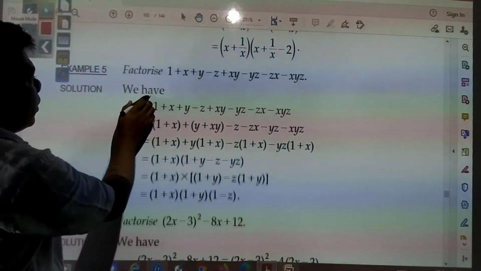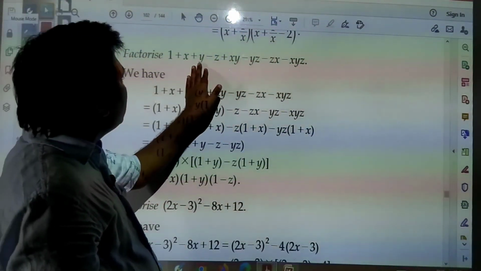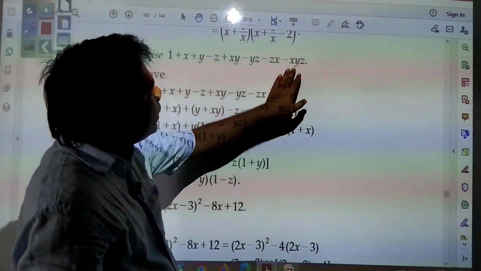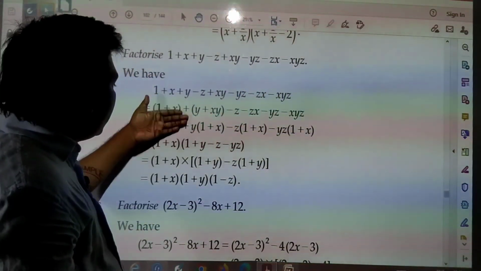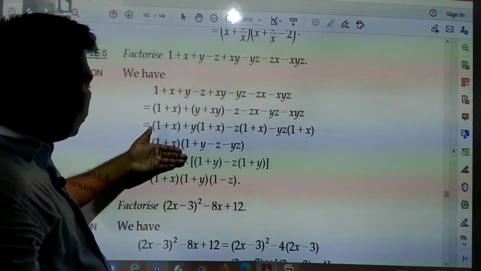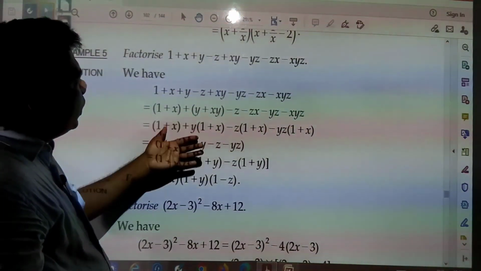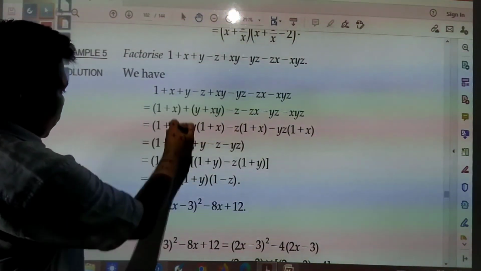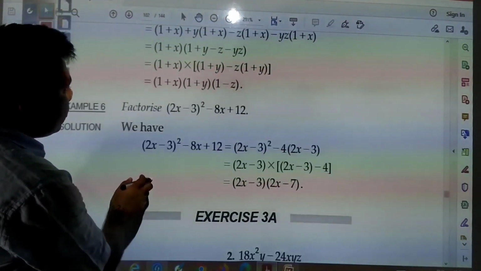Then you have factorize 1 plus x plus y minus z plus xy minus yz minus zx minus xyz. So again it is required to be grouped properly, and then you need to see what common you will get, and then you find out. So just you go through and try to understand.